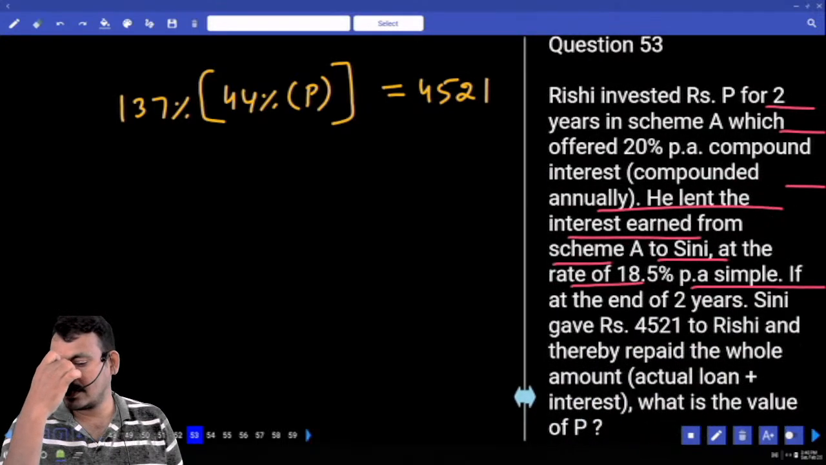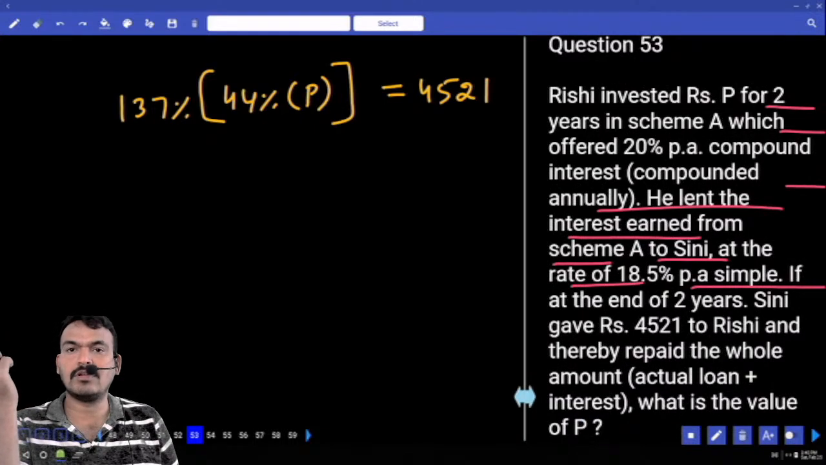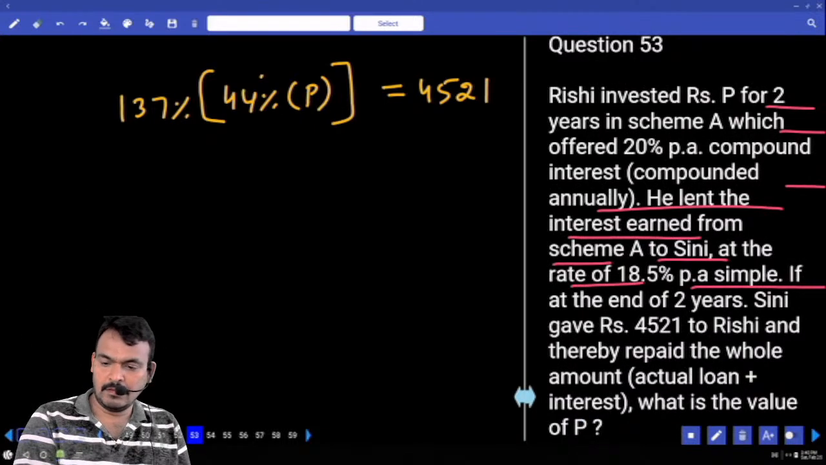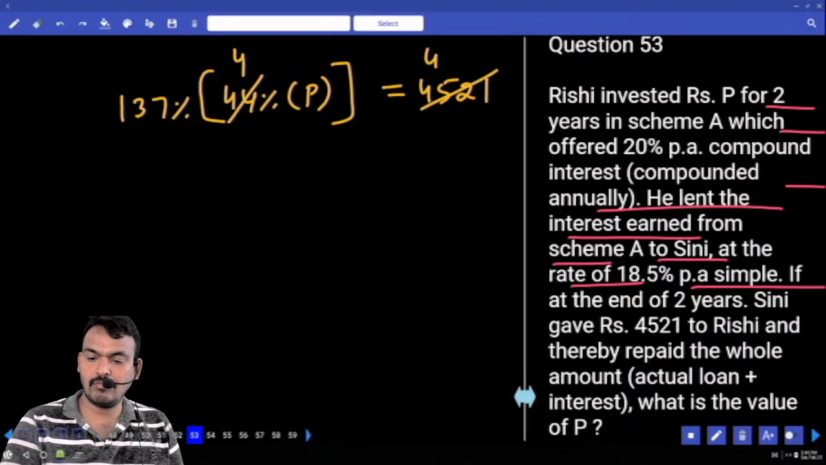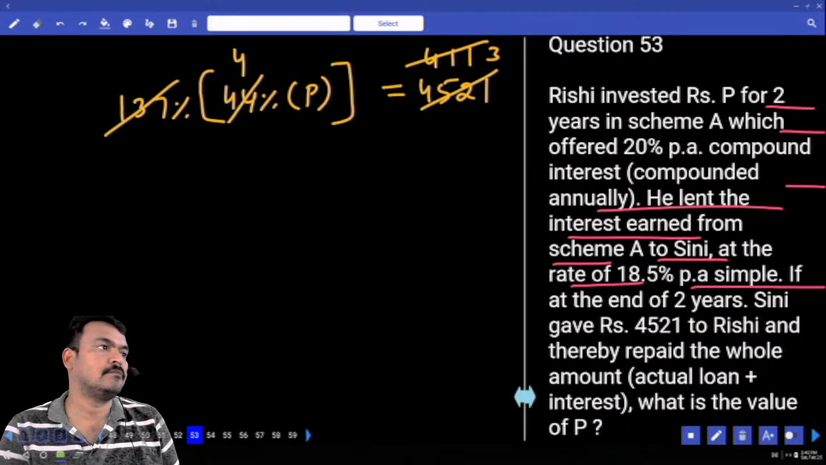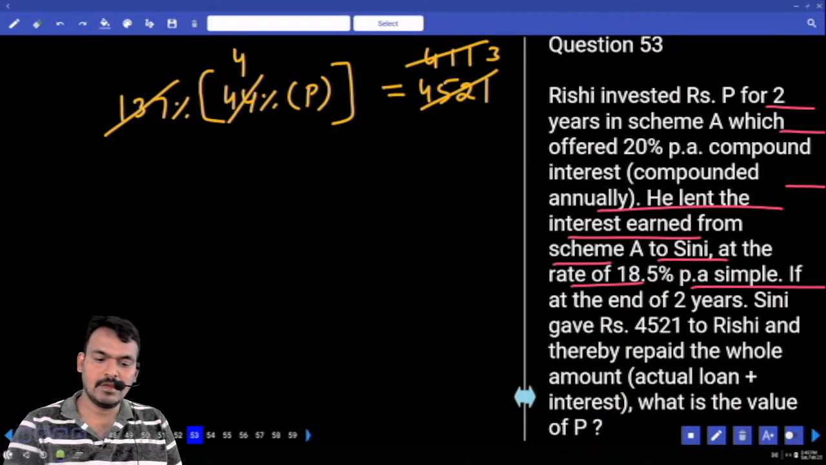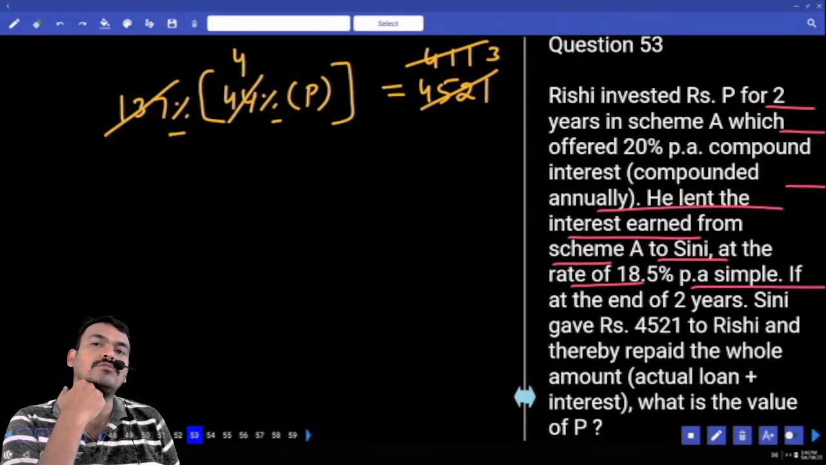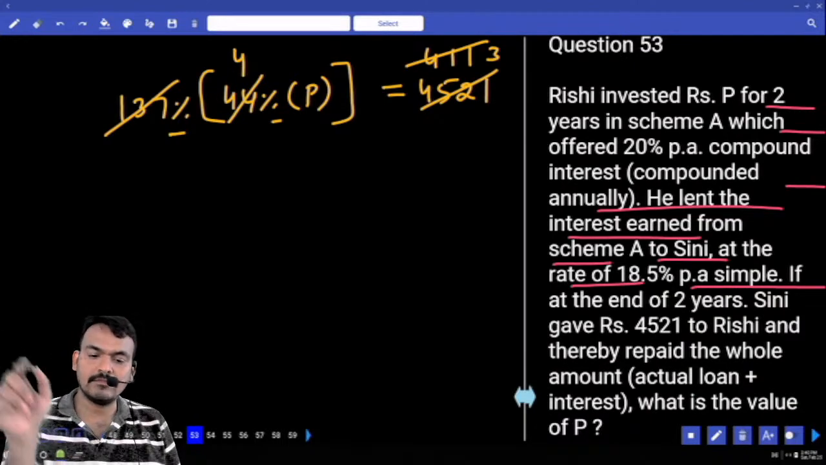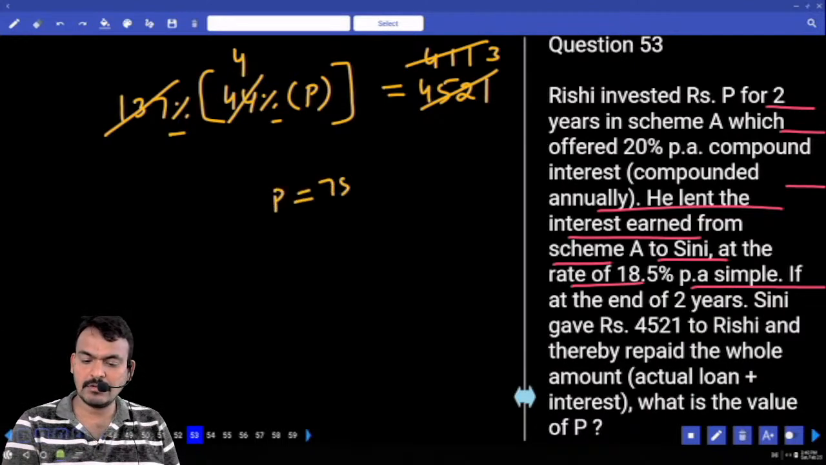Okay. 44 is a multiple of 11, 4521 is also a multiple of 11. 11 how many times? 4 times. 137, almost 3 times. Percent means how many zeros? 4 zeros means 10,000. 4 how many times 10,000? 2,500. 2,500 into 3. Principal equals how much? 7,500.